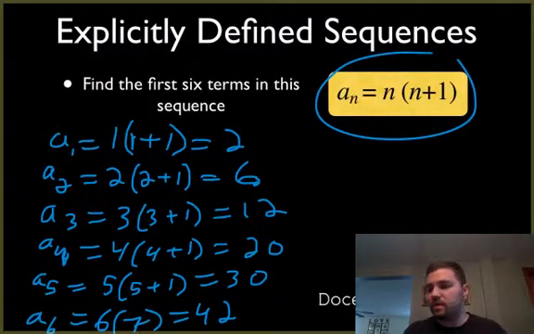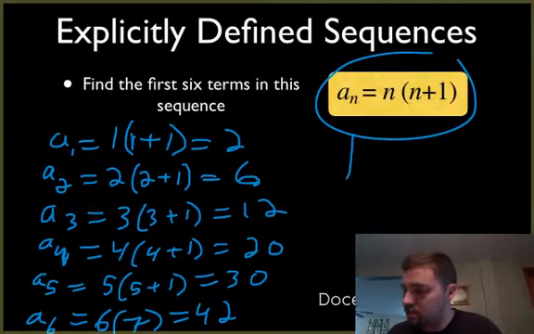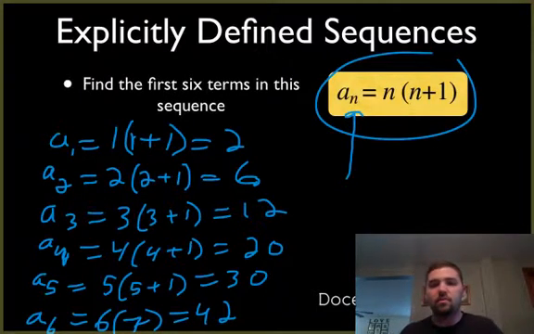It's explicit because if I want to find the nth term, I can put it into the formula explicitly. I can just put in 9 here if I want the 9th term, or 15 if I want the 15th term. We're going to talk about recursively defined sequences, which will help you see the difference between the two.